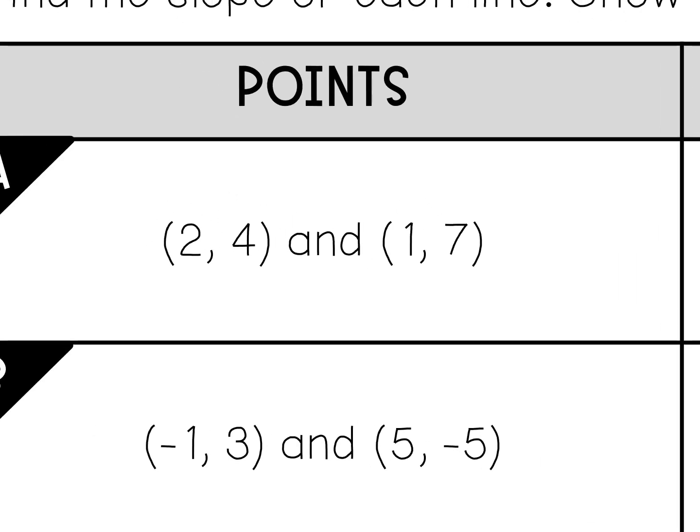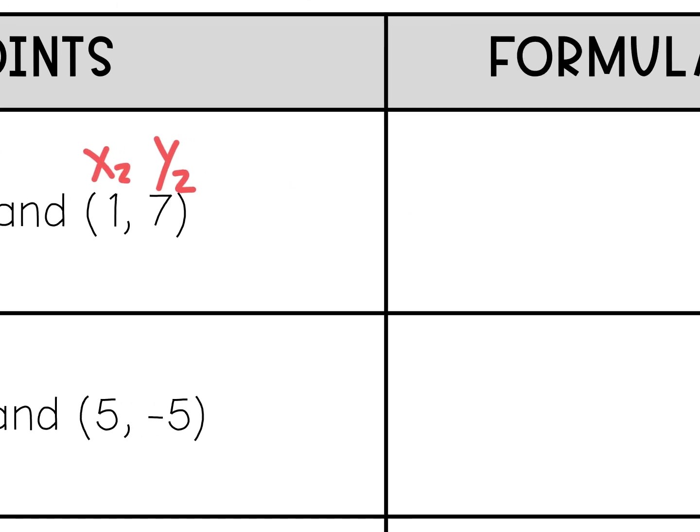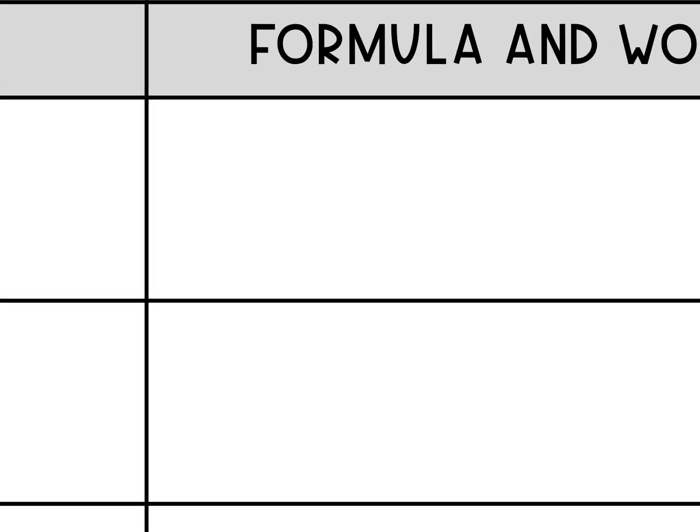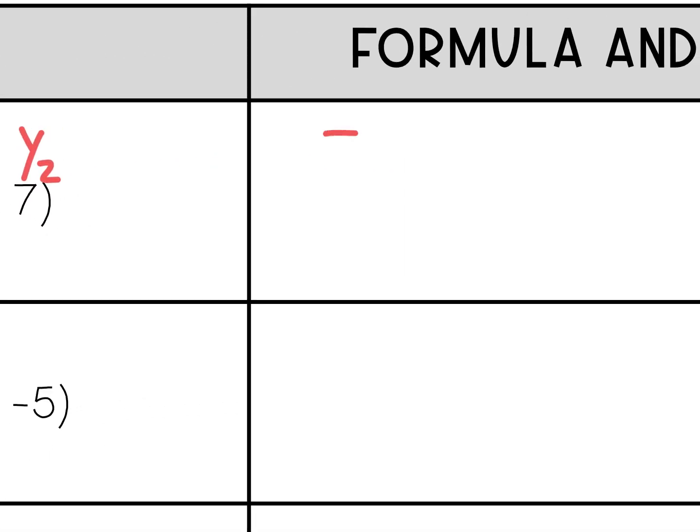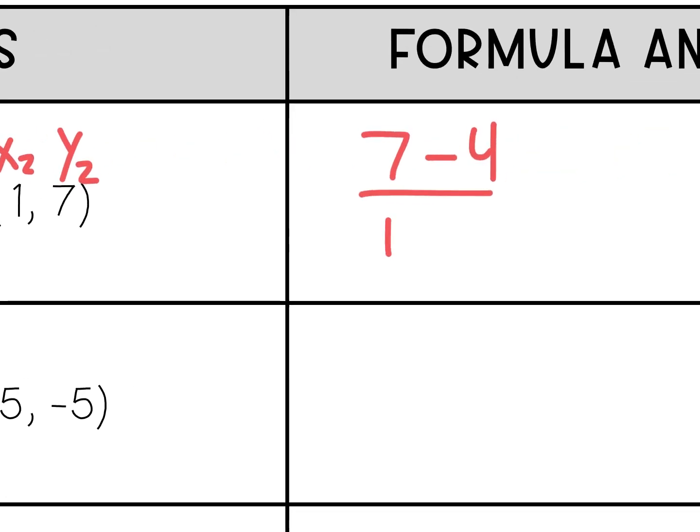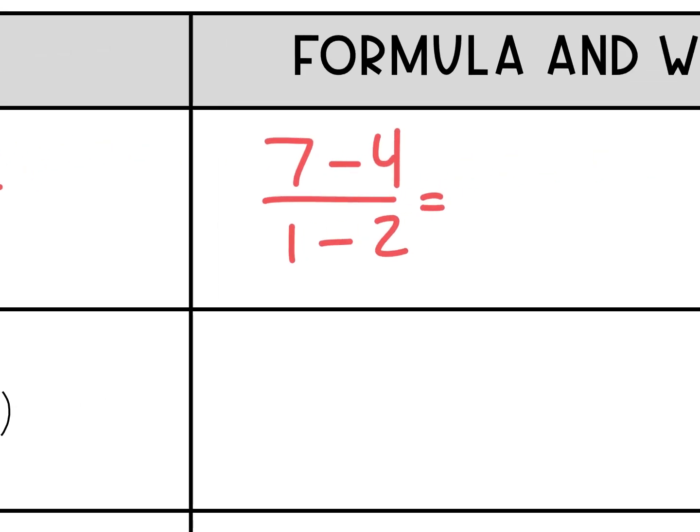So, first thing to do is label your points: x1, y1, x2, y2. So try to solve this one real quick, and then we'll check it. Okay, so let's look at this real quick. 2, 4, right? 2, 4, 7, 1. So 7 minus 4 over 1 minus 2. And you get 3 over negative 1.